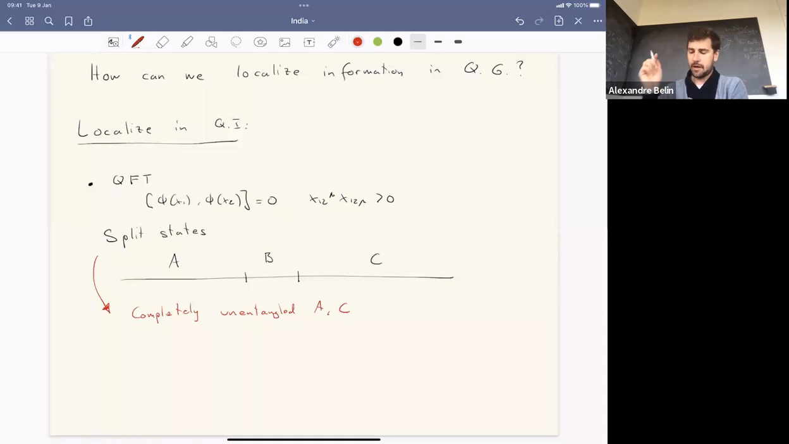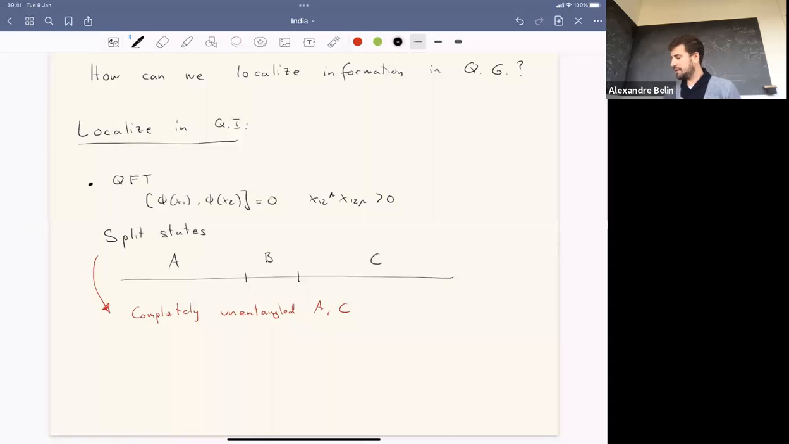Now it's important that you leave a little buffer region B, because if you didn't do that, because there's a lot of UV entanglement in quantum field theory, in very nearby local degrees of freedom, it would not be possible to do this while retaining finite energy. But provided you leave a little buffer region between the two regions A and C, you can completely unentangle them.